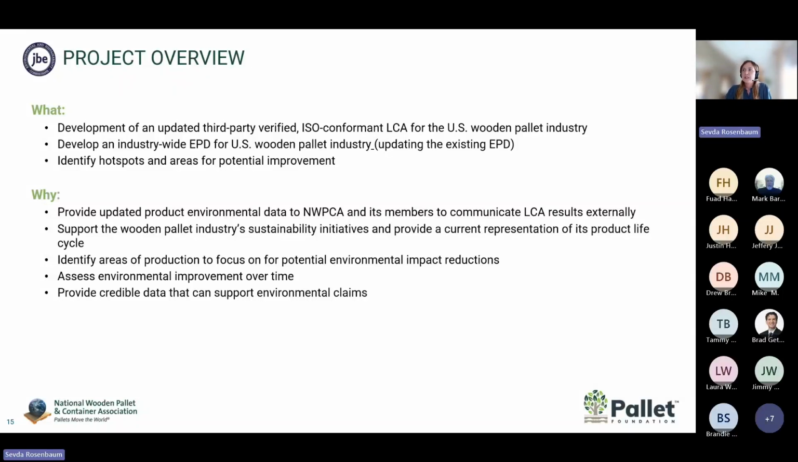The LCAs and EPDs can be used to track the performance improvement over time, and they can assess the hotspots of a life cycle, hotspots in the supply chain, that could be used to decrease the environmental impact of a product. And as I mentioned, it can be used for NWPCA and its members to communicate the LCA results externally.